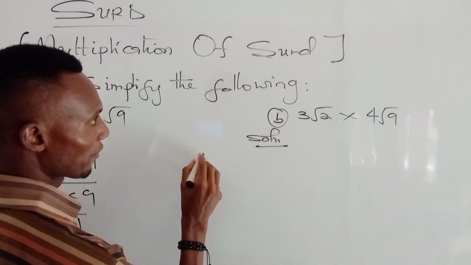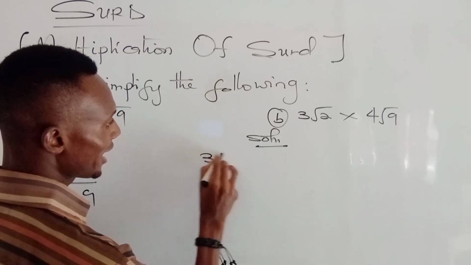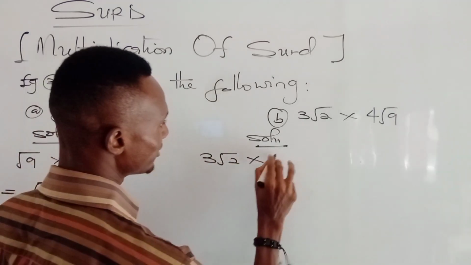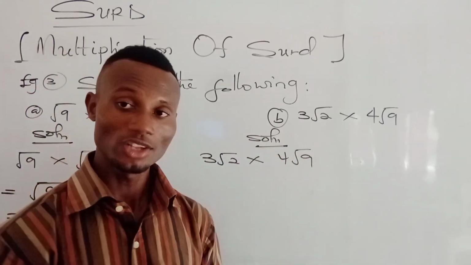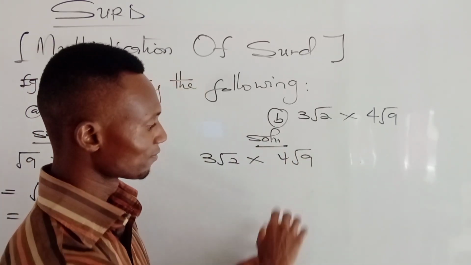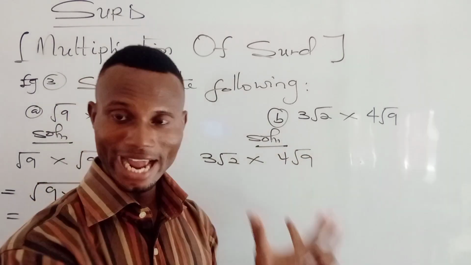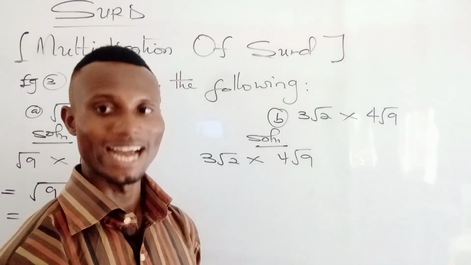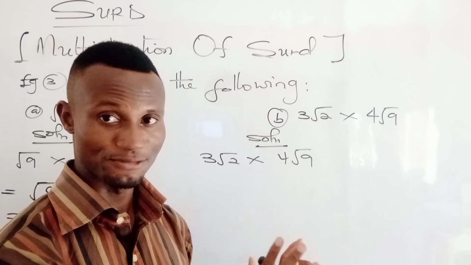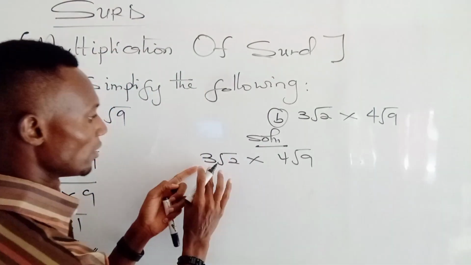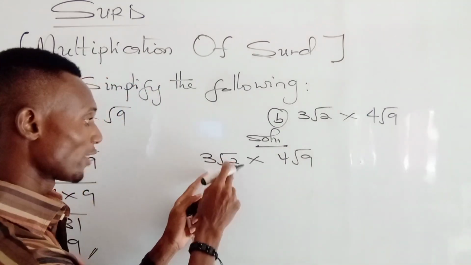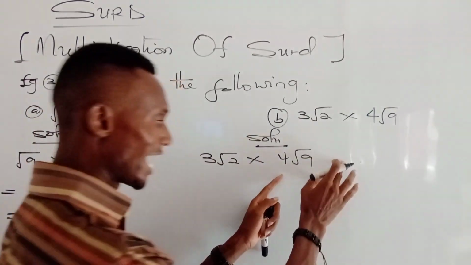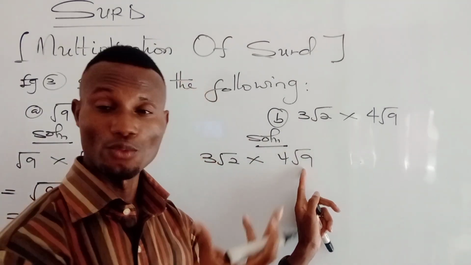Let me repeat the question. I have 3 root 2 times 4 root 9. Now what you can do is that you see this root 9, we know the answer. So we are just going to write the answer down. It's very simple, nothing difficult about this one. Now this root 2, we don't have an answer for this root 2.